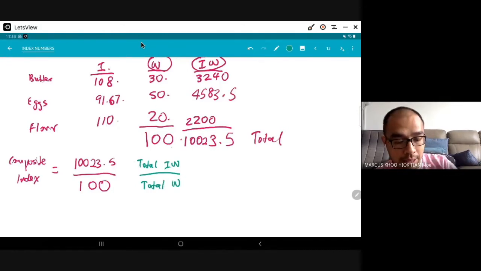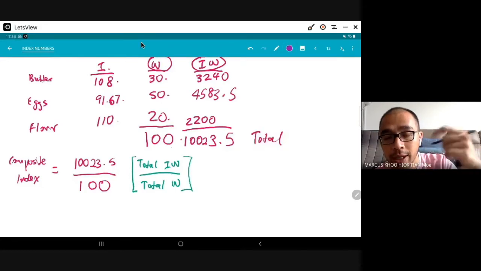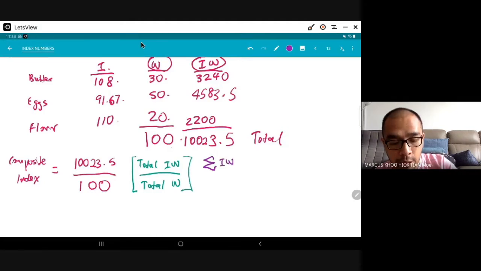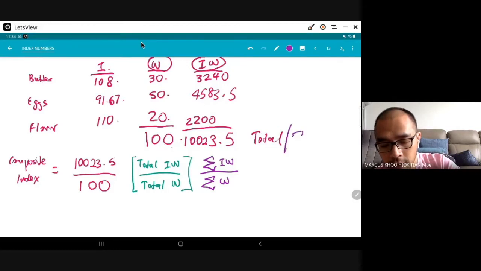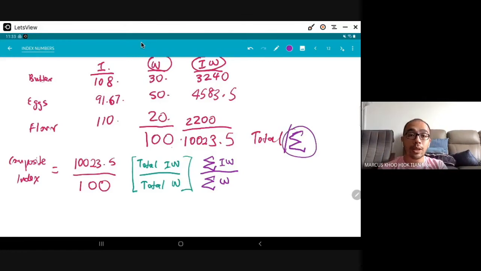This is actually the formula for composite index. But in your formula book, in the textbook, it is written like this. The symbol for total is this. This letter is called total. So total I times W over total of W. I'm introducing this to you. This symbol over here is called total. So total I times W over total W, and you will get the answer 100.235.